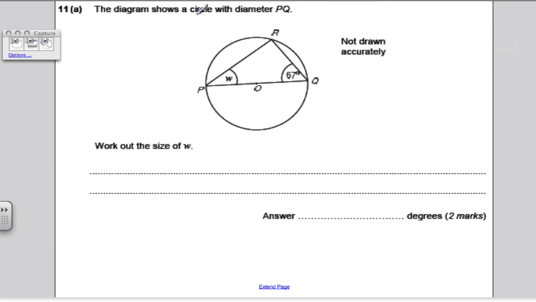Question 11. The diagram shows a circle and the diameter is PQ. There's the diameter. Work out the size of W. Well, you should know that any triangle drawn inside a circle, where one of the sides is a diameter, has a right angle in it, and the right angle must be here. So W must be 180 subtract 90 subtract 67, because angles in a triangle add up to 180. So W is 180 subtract 90 subtract 67, which would give me the answer of 23 degrees.